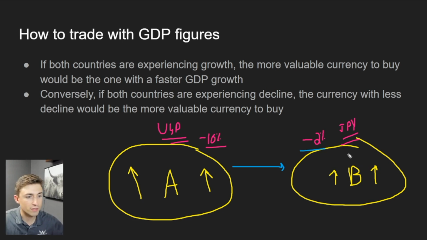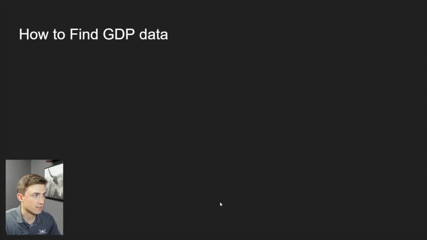So you can kind of see where the flow of currencies from one to the other can go. If things are declining terribly, you don't want to be in the one that's super declining. You want to be in the one that's declining at least less, or even finding one that's positive, which brings us to our next case scenario. How do we actually find the GDP data? Let's go take a look at a cool tool.